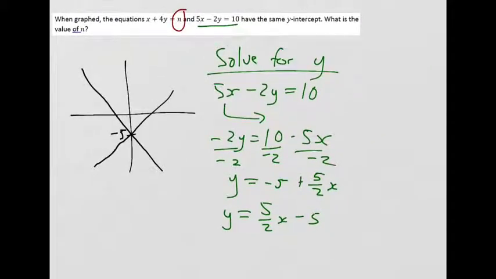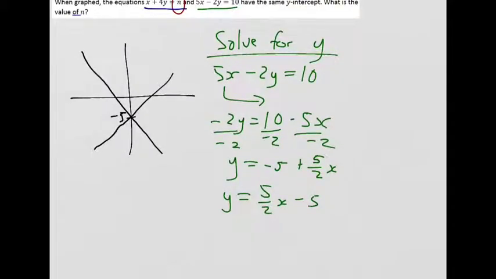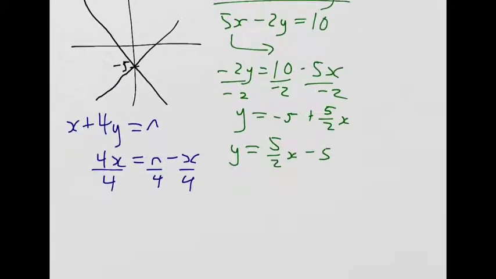The goal now is to figure out this unknown value for n. So we're also going to turn this into slope-intercept form and try to determine as much information as we can about that line after doing so. So I'll do that in blue. Okay. So let's take x plus 4y equals n, put it in slope-intercept form. So bring the x over, treat n just like a variable for now, and divide everything by 4. So this becomes y equals n over 4 minus x over 4.